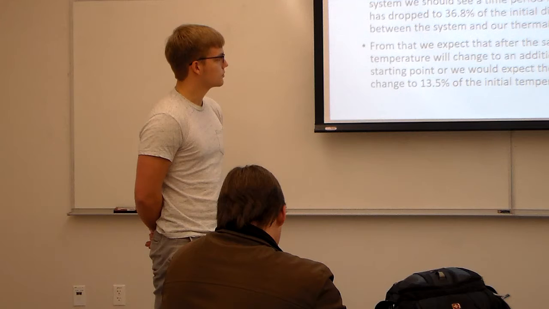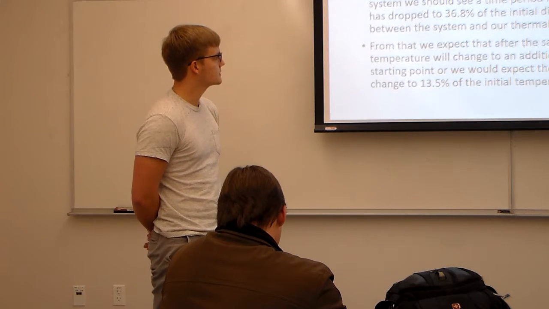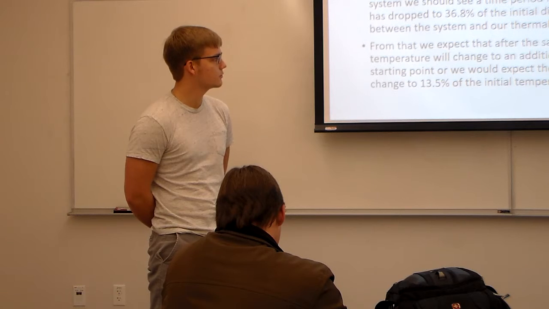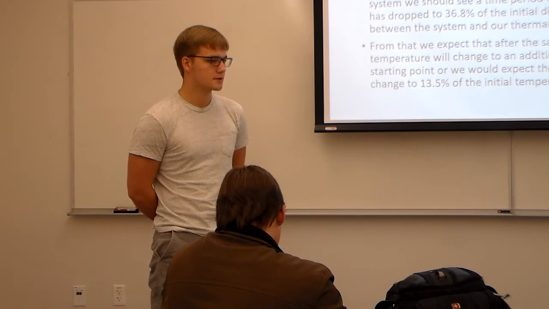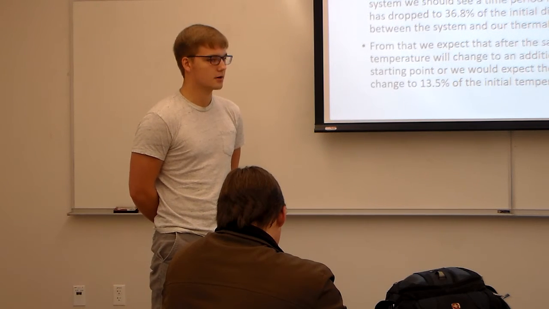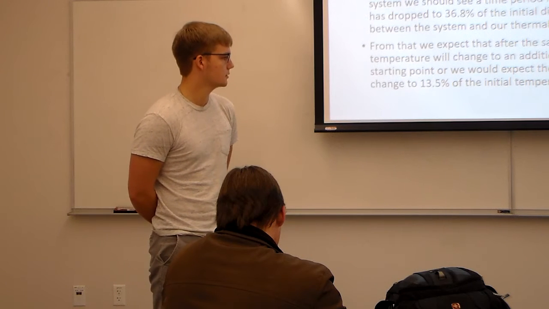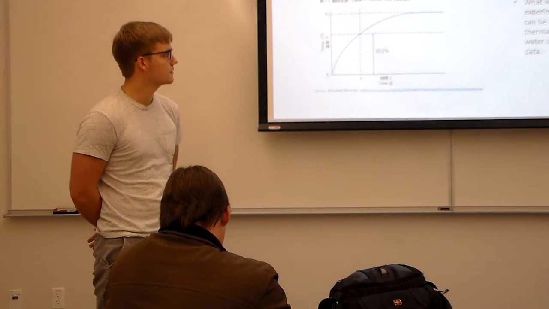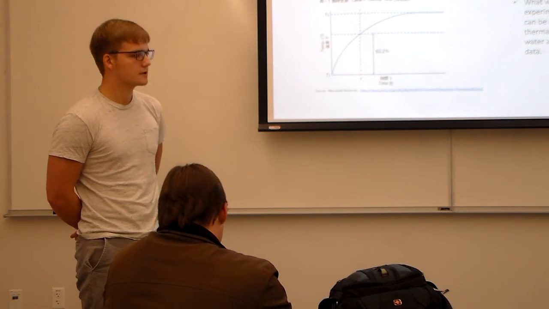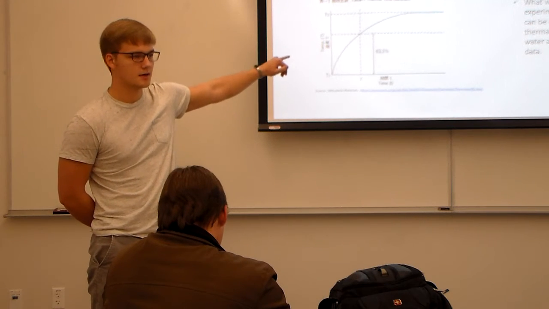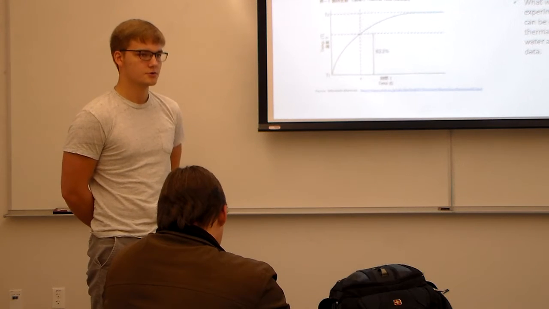This being said, if we take the thermocouple and we know the thermal time constant of the transferring of heat from the thermocouple to our system, we should see a time period in which the temperature difference has dropped to 36.8% of the initial difference between the temperature of the system and our thermocouple. This is a chart taken from Mitsubishi Materials, and it's explaining the difference between the thermal time constants and, after we pass different thermal time constants, where we would expect our new temperature to lie.